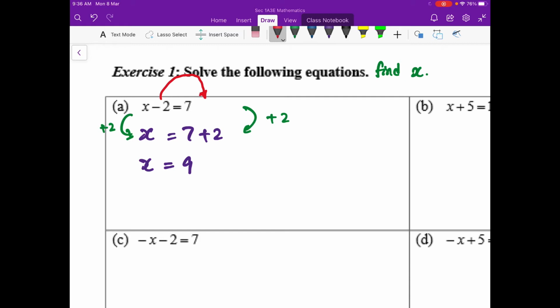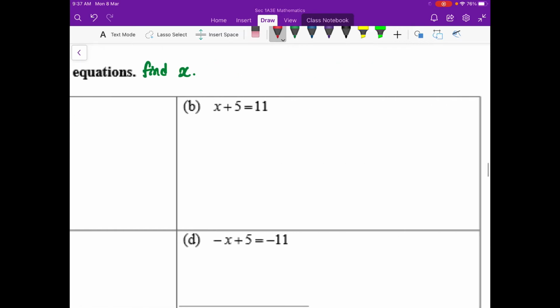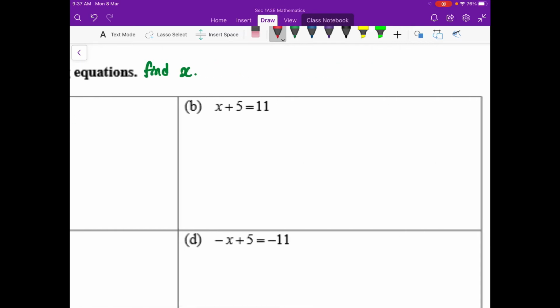If you can accept the explanation, then I think it's because of the idea of whatever you do on one side, you have to do on the other side. And whatever you're doing on one side, in this case, is to add 2. So you also add 2 to the other side. And why did you even add 2 in the first place? Because you had to remove the negative 2. Okay? Next question.